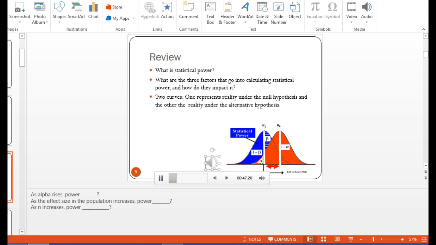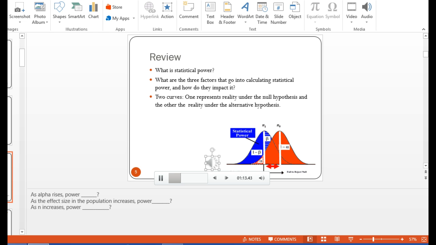So remember, the first factor that impacts power is our alpha rate. And remember, our alpha is the type 1 error, and it's the probability of detecting an effect in our sample that does not exist in the population. And so typically we always make that very tiny. We don't want to commit that error. But remember that we can increase this if the cost of committing a type 2 error is very high.